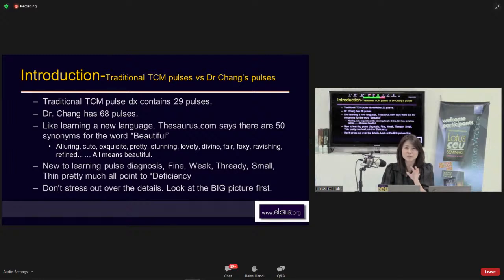That is not a deficient pulse. That is not an excess pulse. So that big picture you need to know. Going to Canada from Los Angeles, you go north. Going to Mexico, you have to go south. Get the big picture first. So that's what I'm going to do for you today. Get the big picture. Don't stress out over the details. That is going to come later, refinement and all that. You are going to get it eventually. Okay, next page.